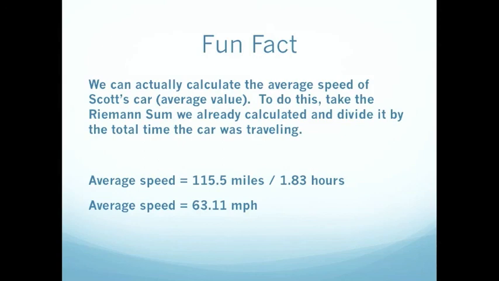And how we do this to find the average value is we take the integral from a to b and divide it by the change in x. In this case, our integral from a to b is just our Riemann sum, and our change in x is the total time I traveled, which is 1.83 hours. And what we're going to get is that the average speed of my car was 63.11 miles per hour.